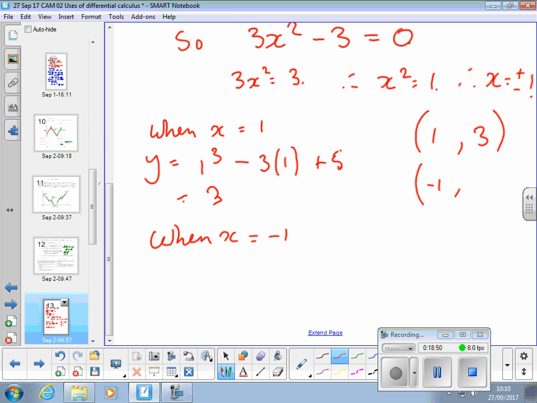When x is equal to minus 1, y is equal to minus 1 cubed minus 3 times minus 1 plus 5. Minus 1 cubed is minus 1, plus 3 plus 5, so minus 1 plus 3 is 2, plus 5 is 7. So we've got another turning point at minus 1, 7.